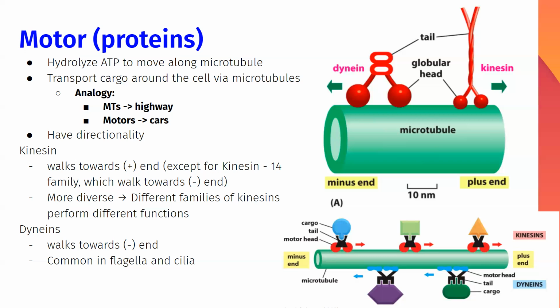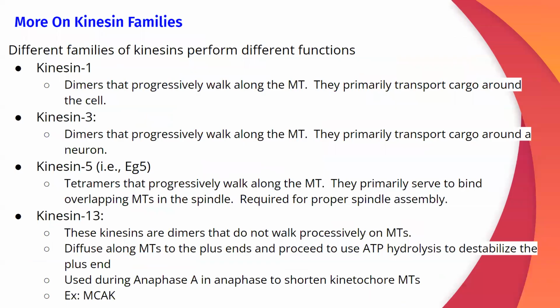I think Laura showed a video of that in class. They are plus end directed, except for kinesin 14. That one moves towards the minus end. And I think maybe kinesin 5 doesn't have directionality. We'll see that in a second. Dyneins are the opposite. They walk towards the minus end and they're really important in motility. So like cilia and flagella, they'll be the ones causing that movement.